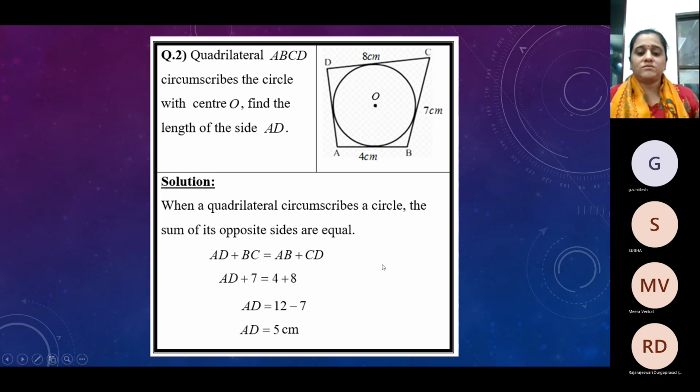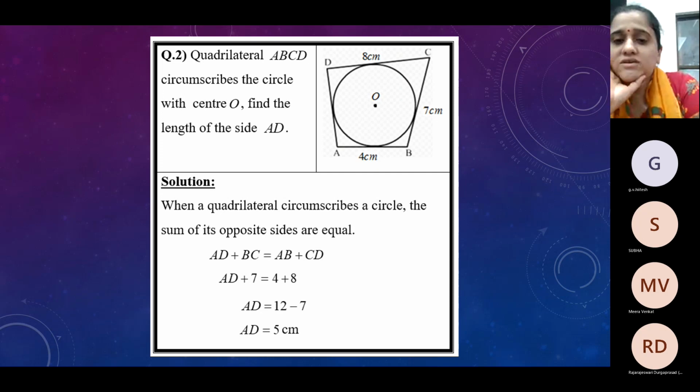So please go through the answer. Don't write now. We have to go to the next one. Just substitute, write the result. Substitute the sides given and find the unknown AD. The length of the side AD is 5 centimeters.